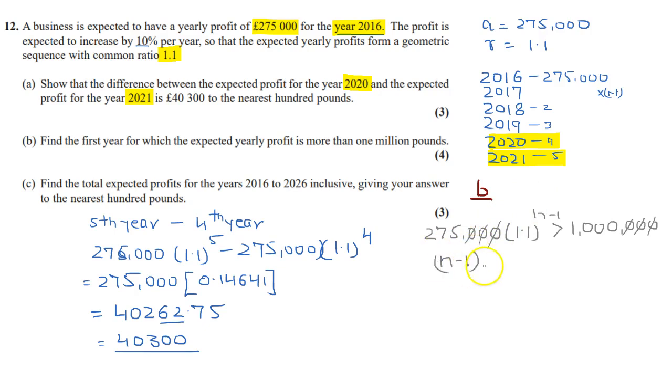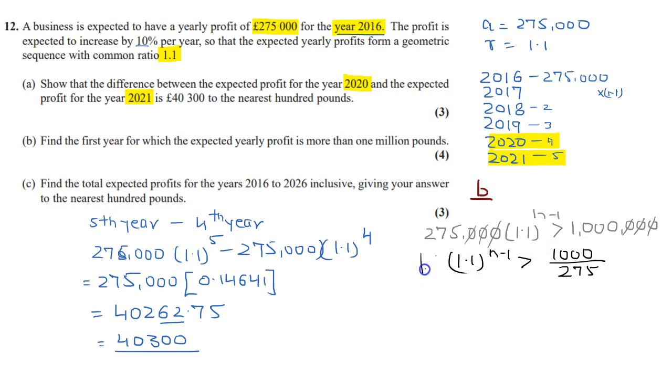n minus 1. If we take log 275 is greater than log 1000 and 1 point. No, it's not that way. Let's make it more simplified. So we have 1.1 to the power n minus 1 is greater than 1000 over 275.